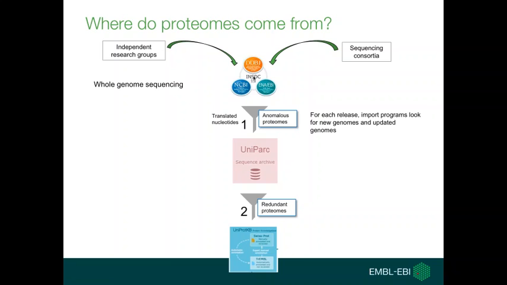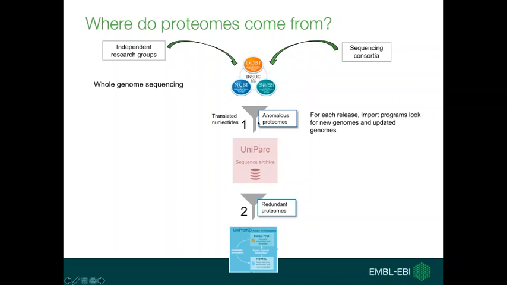Any genome sequence that is submitted to one of these databases is available to be brought into UniProt. So what we do is we translate the nucleotides, we bring them in, but we don't bring everything in. I just wanted to make the point that we do have filters in place to exclude certain genomes from coming in as proteomes. The first filter is to exclude anything that is anomalous. And I'll define this as I go on.